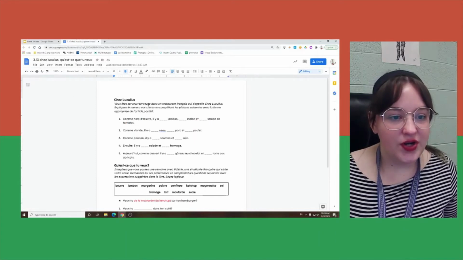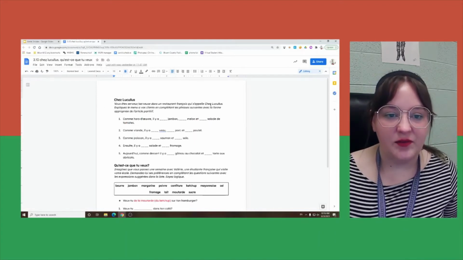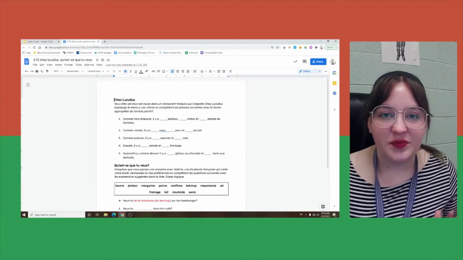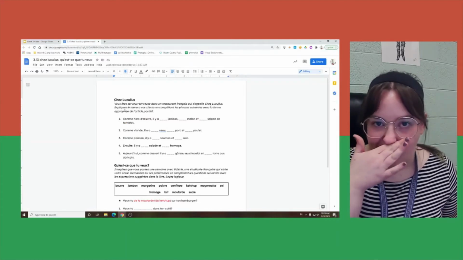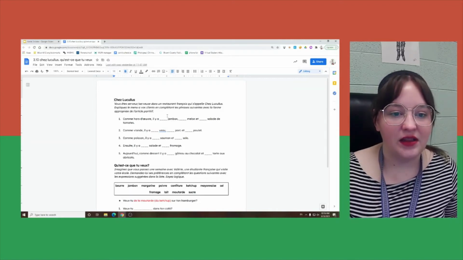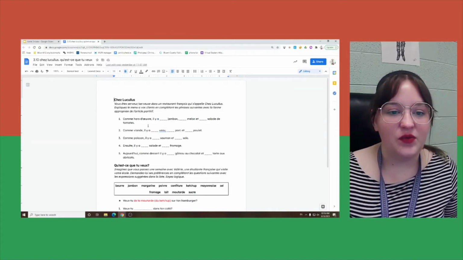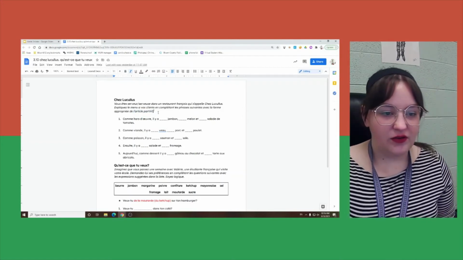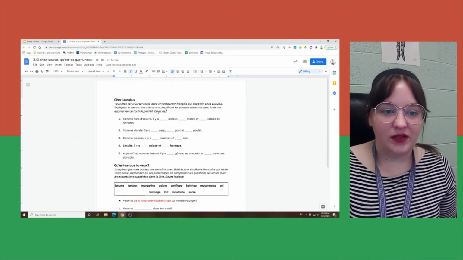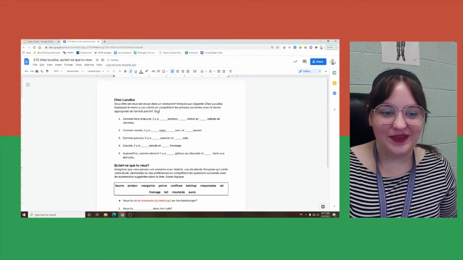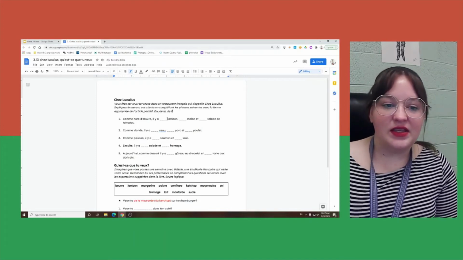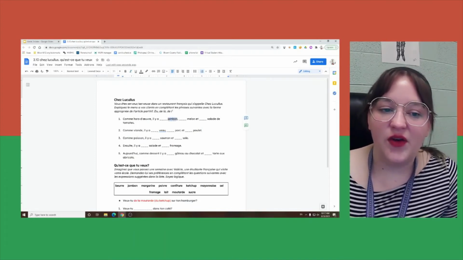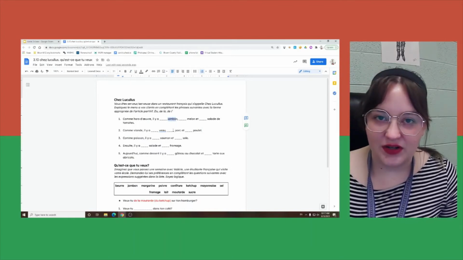So, you are a server in a French restaurant named Chez Lucullu. So you're explaining the menu to the people who are dining there, and you're using the following phrases, and you're filling them in with the correct form of the partitive article. So basically, you know you're either going to have to use du, de la, or de l'apostrophe. So all you have to do is look at the word after the blank, figure out if that word is masculine or feminine or starts with a vowel.